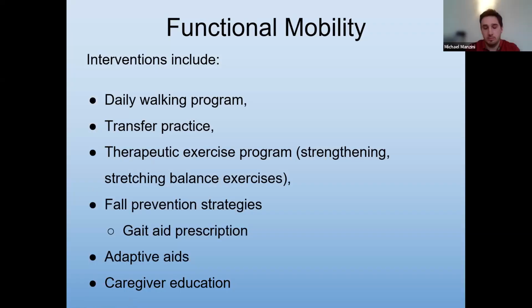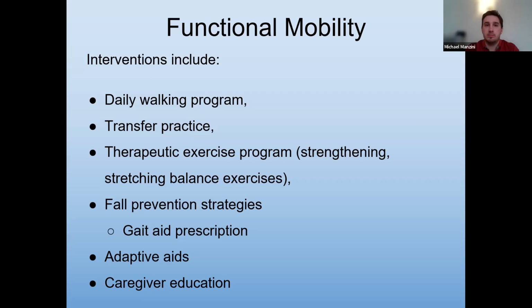So functional mobility. Functional mobility is something that requires early assessment and ongoing assessment in the context of living environment, activity goals and treatment goals. In terminally ill patients, there's a stat that over 85% report the desire to continue to walk or to maybe use a wheelchair for mobility.